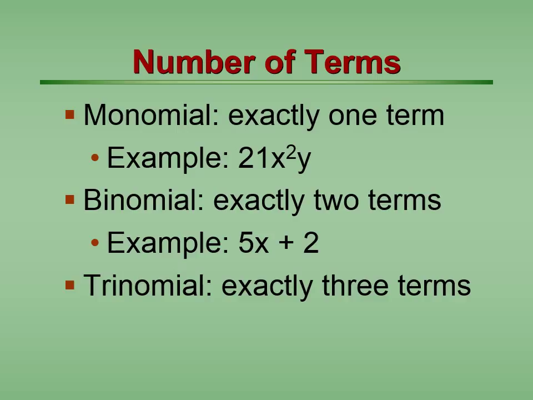Trinomial is exactly 3 terms, so tri meaning 3. An example of that would be 9 minus 6y plus xy. So notice that there are 3 separated terms there.